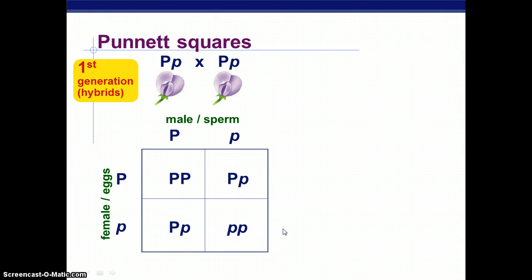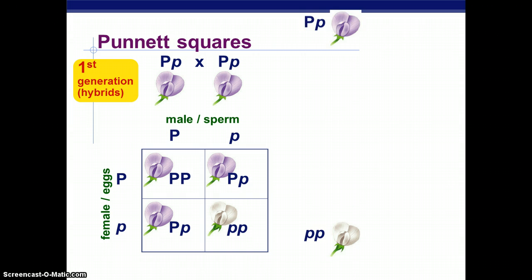So in the top left part, you end up with a purple flower. In both the heterozygous, you get a purple flower. And in the fourth, the homozygous recessive, you get a white flower.